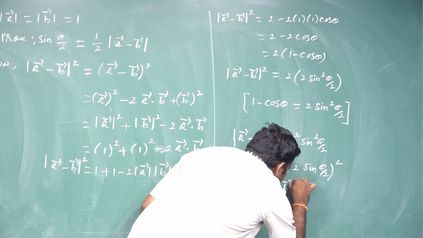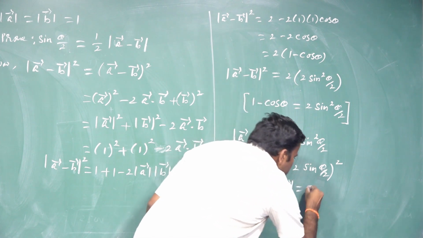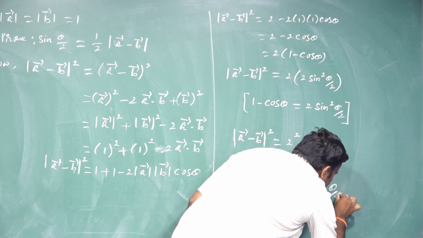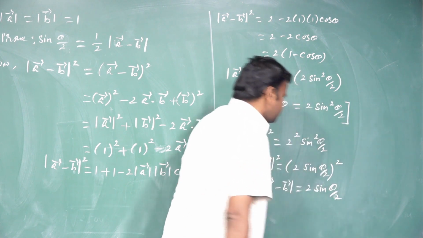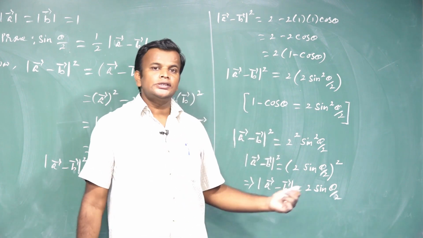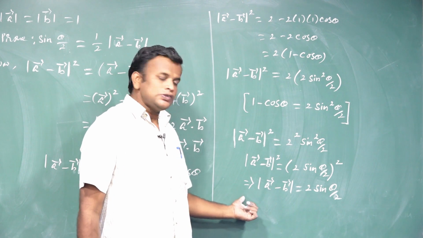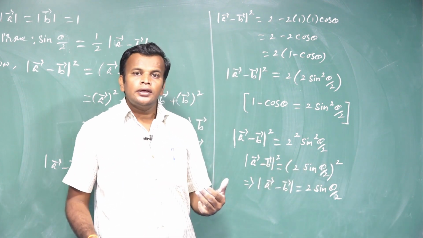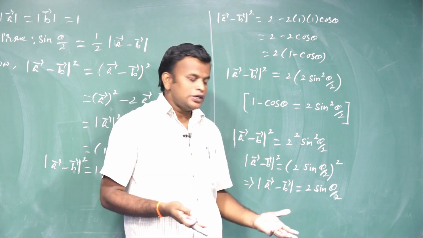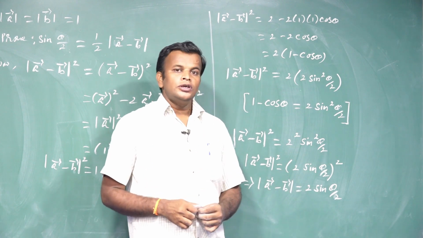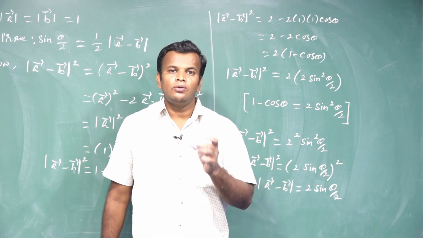So modulus A vector minus B vector is equal to 2 sin theta by 2. Okay, taking positive square root on both sides. You don't write in words. Just using the symbol which implies we remove the square symbol. So taking positive square root on both sides, we get modulus A vector minus B vector is equal to 2 sin theta by 2. Just only one work.